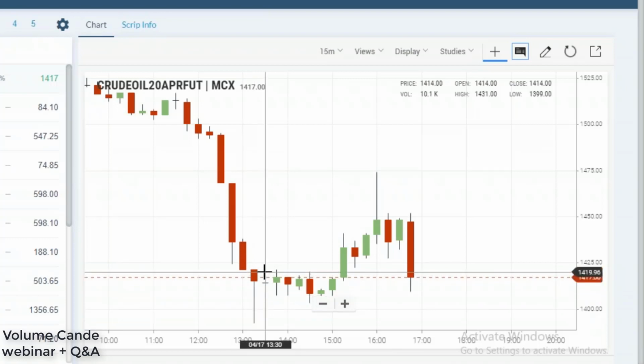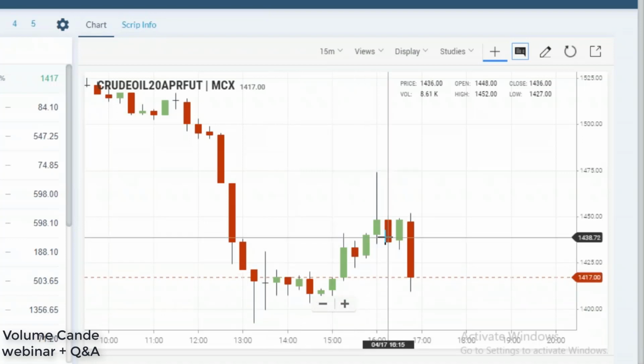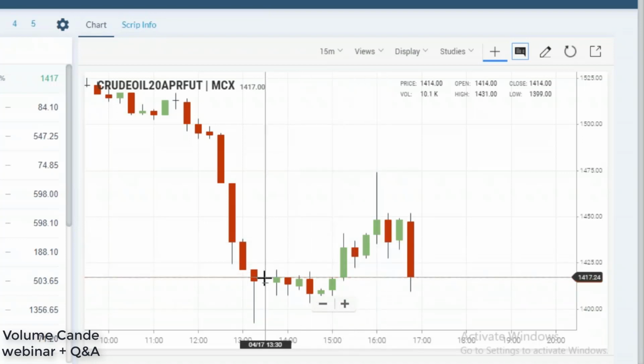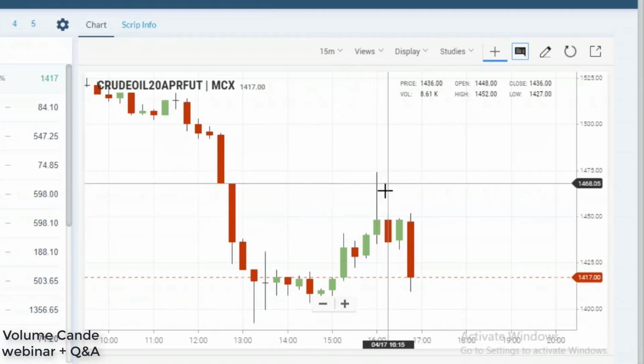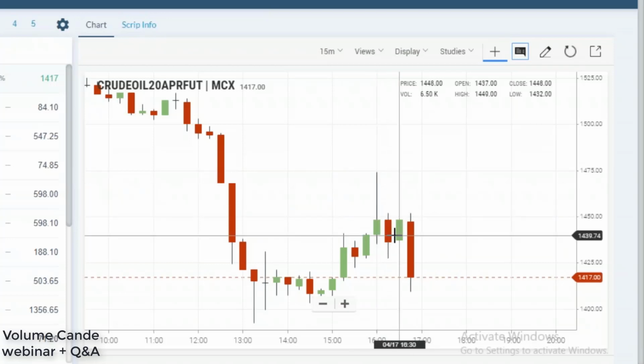Whenever you're getting a pin bar, you have to keep in mind the market is going for a reversal. You have to take a long on the high break of this candle by keeping the stop loss at the low of the pin bar. We can see the same for sell also. The market started moving higher and higher. Suddenly there is one big vertical pin bar. Okay, so there is one big candle.